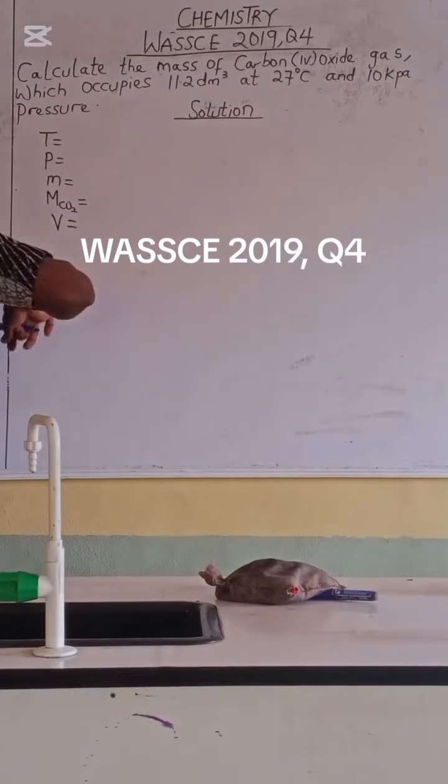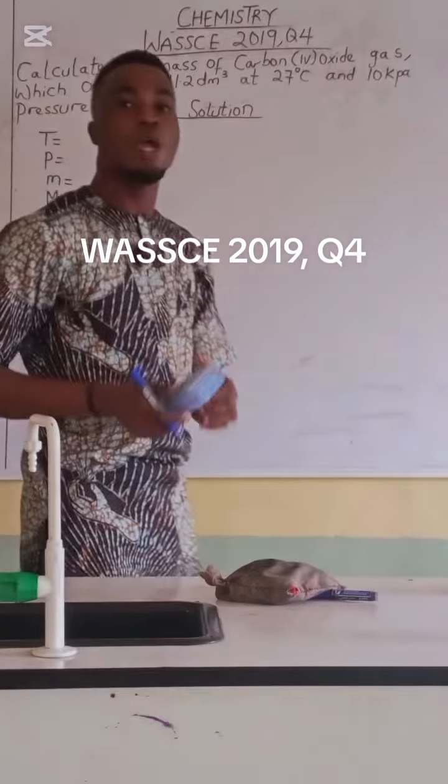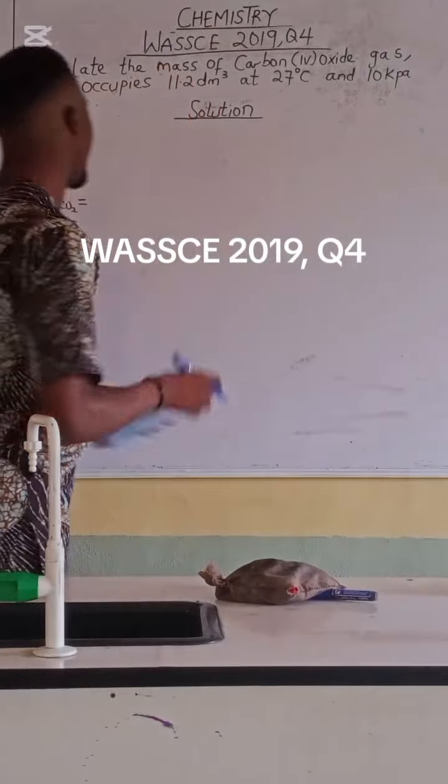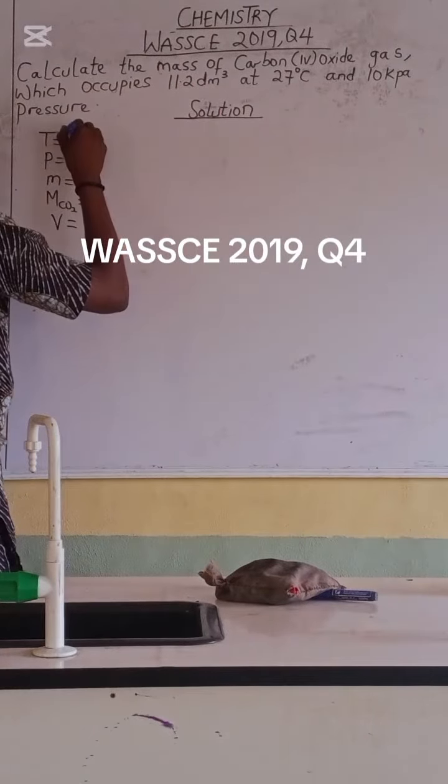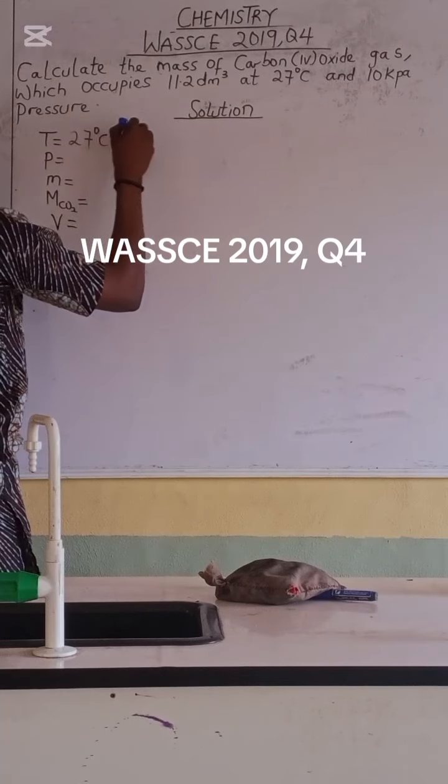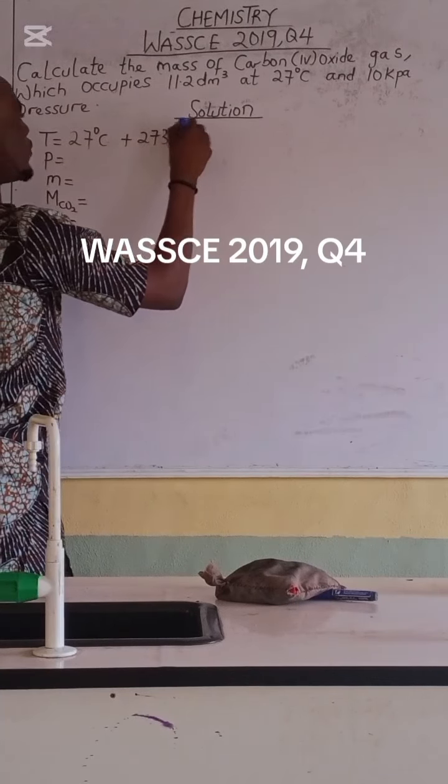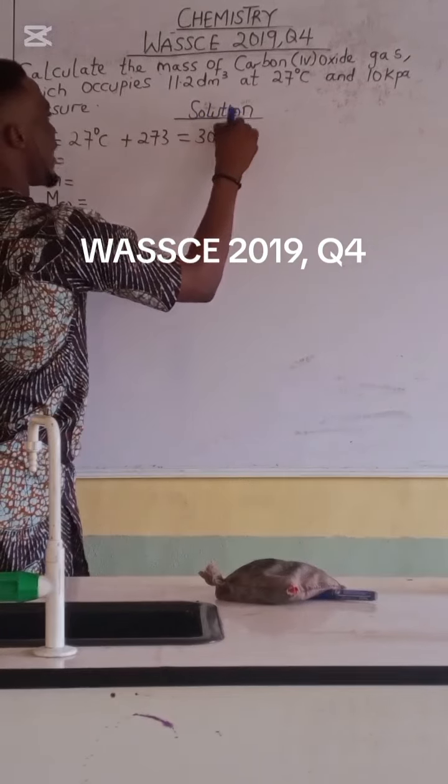So now our temperature here has to be converted away from degrees Celsius to Kelvin, and doing so, our temperature here is given as 27 degrees Celsius plus 273 Kelvin, which will give us 300 Kelvin.